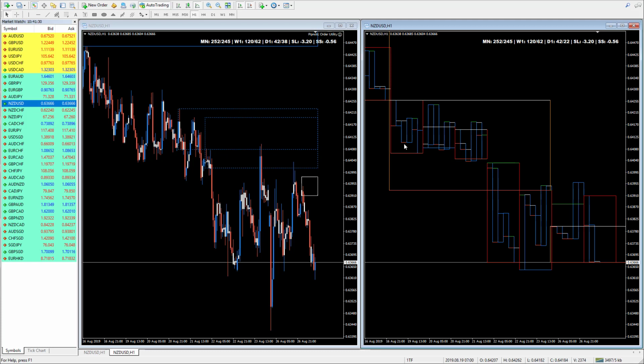Okay, so we had Monday, Tuesday, Wednesday. We had Thursday, just here. Thursday was the candle that broke away, and price went up to here, which is the volume of Wednesday.